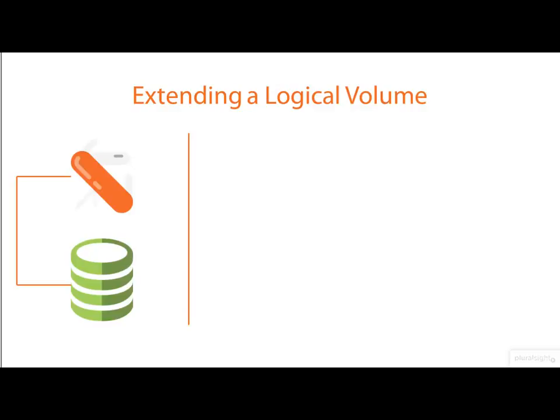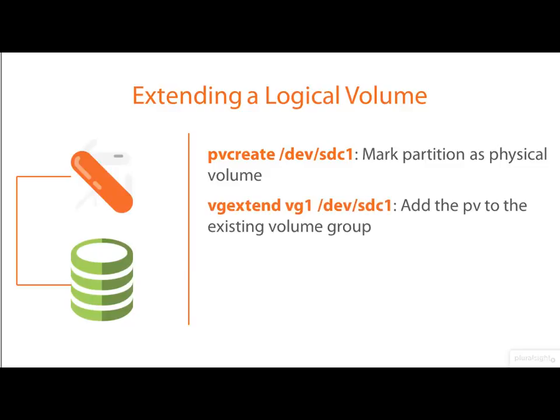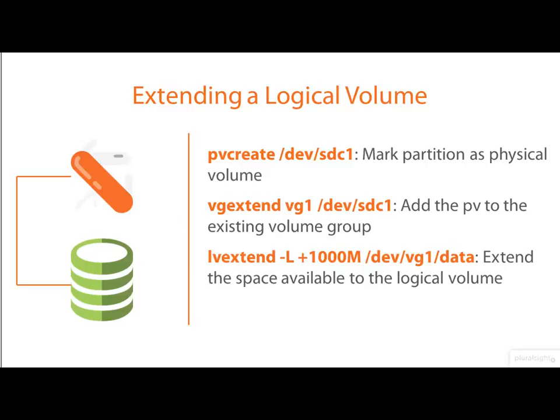Very much in the same way as we have 4 commands to run when we are creating the logical volume, we happen to have 4 commands that we should run when we're extending a logical volume. So we need to mark our partition as a physical volume, so our pvcreate. We then need to extend our volume group to include the new physical volume, so vgextend. And then we need to extend our existing logical volume.